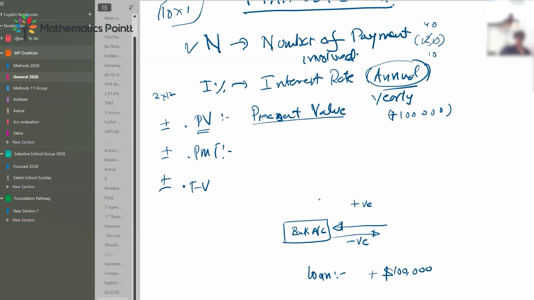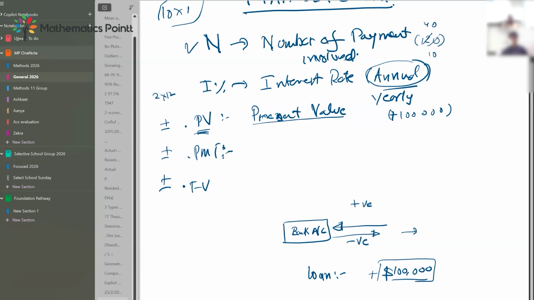Very, very important. Now, if I have taken a loan, the loan has to be repaid in the form of installments. And when I am paying anything in the form of installments, the money starts to go out of my bank account. So in a classic loan scenario, PV is a positive value.